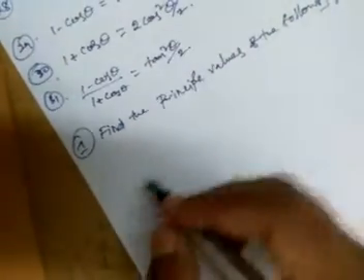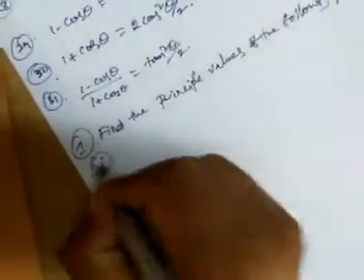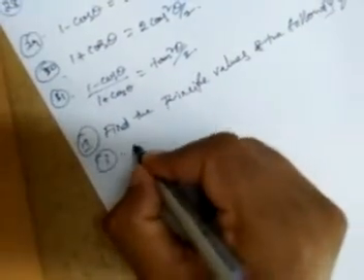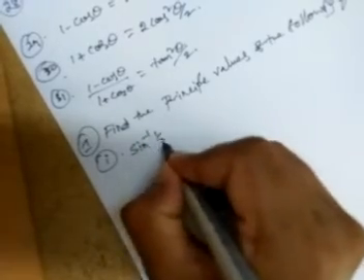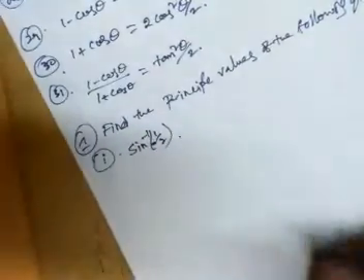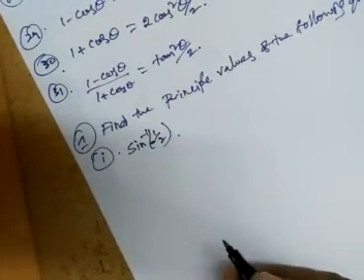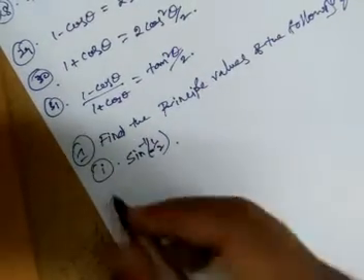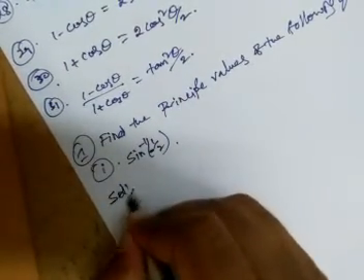In that first question, we have 10 bits, 10 questions. First one is sine inverse of minus 1 by 2. Solution.